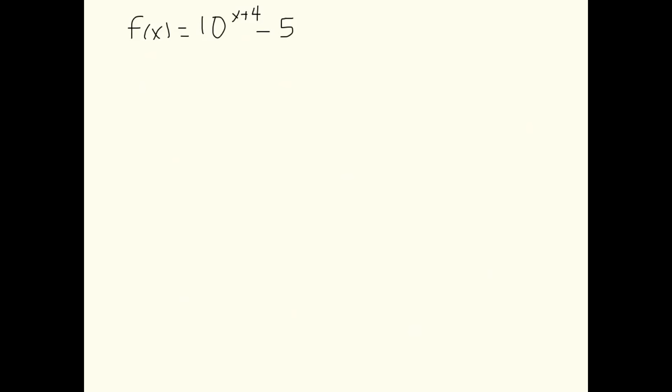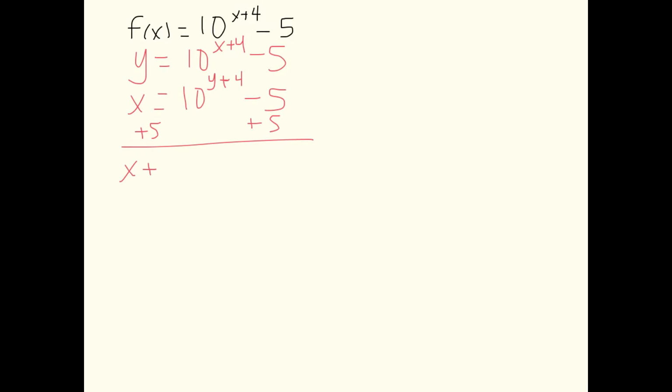This is exponential. I've just got an extra step here, but we want to start off the same. Y equals 10 to the x plus 4 minus 5. This becomes an x. That becomes a y. I'm going to add 5 to both sides first. Then I want to change to my logarithmic form. Here's my exponential form. We're going to switch this to logarithmic form. So log base 10 of x plus 5 equals y plus 4. So what I meant was this is my extra step. Then I just have to subtract the 4 from both sides.